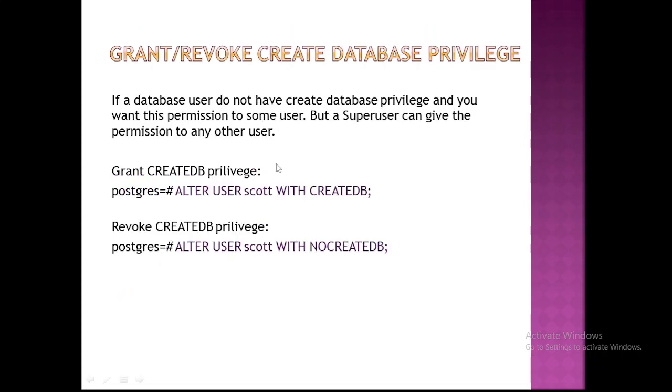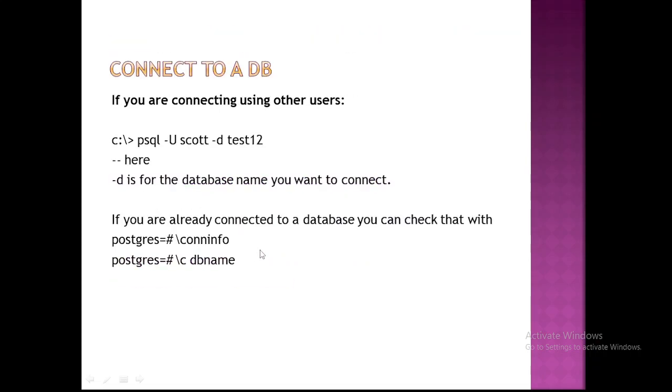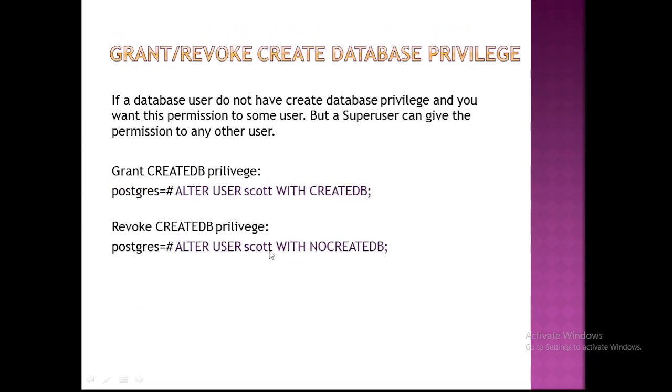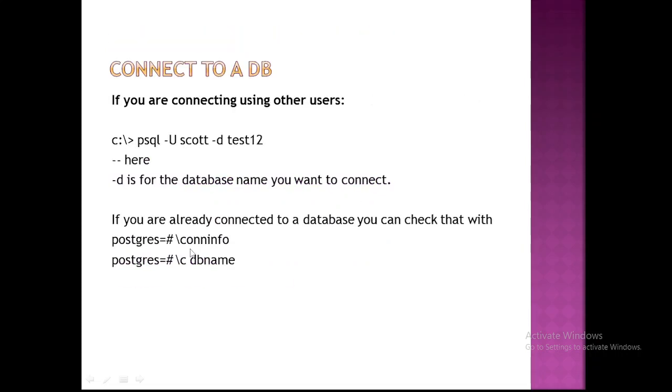If your user does not have the createdb privilege, or you are not a superuser, you can ask someone who has it to grant it to you. The syntax for that is also very simple: ALTER USER scott WITH CREATEDB. And you can also use ALTER USER, the username, WITH NOCREATEDB. This is for revoking the createdb privilege. So let's see how we create it.